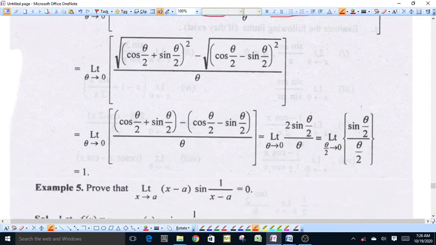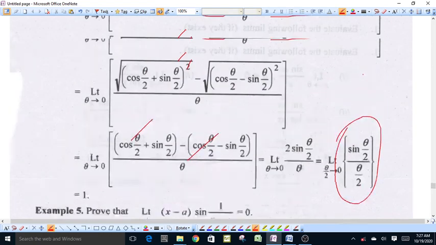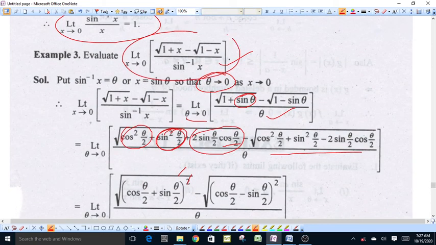Limit as theta approaches 0. This square cancels out with the square root, and we get the limit as theta approaches 0 of cos theta by 2 plus sin theta by 2 minus cos theta by 2 minus sin theta by 2, upon theta. The cos theta by 2 cancels out, and this is equal to the limit as theta approaches 0 of 2 sin theta by 2 upon theta. This can be written as sin theta by 2 upon theta by 2, as theta by 2 approaches 0, and this limit is equal to 1. Therefore, the limit of the given function is equal to 1.